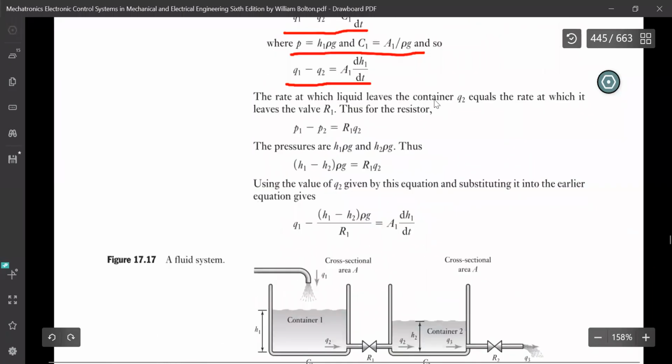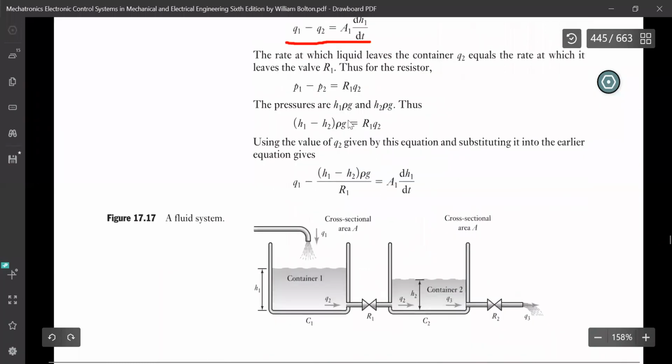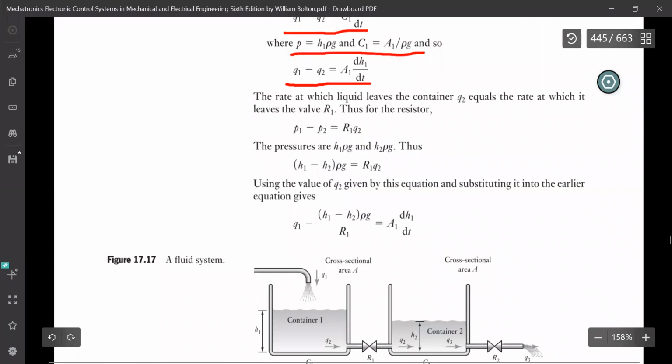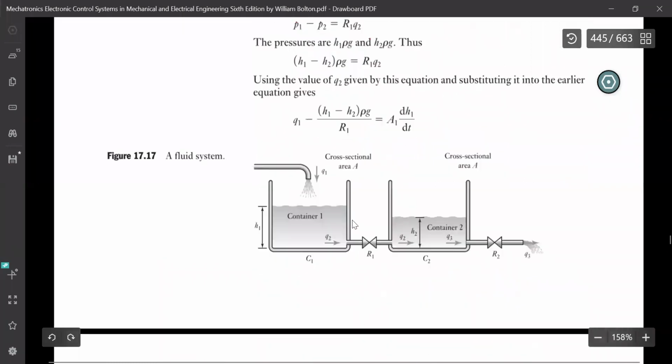The rate at which the liquid leaves the container, Q2, equals the rate at which it flows through the valve R1. So P1 minus P2 is equal to R1 Q2, which gives you the value of Q2 over here. The pressures are H1 rho G and H2 rho G, since the height will create a pressure. By replacing the values of P1 and P2, the pressure difference is H1 minus H2 into rho G, equal to R1 Q2. Using the value of Q2 given by this equation, substituting it into the earlier equation, we get Q1 as equal to this.